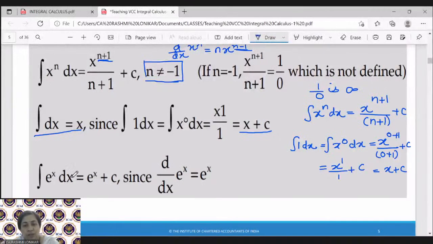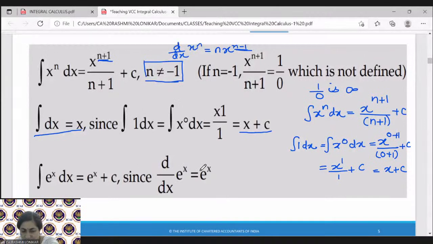Integration of e raised to x dx is equal to e raised to x. Because derivative of e raised to x is e raised to x, so we have integration of e raised to x is also equal to e raised to x. You don't have to learn the derivatives. What I want you to understand is that once I know the derivative formula, even if I don't remember my integration formula, using my derivative formula, I can form the integration formula.